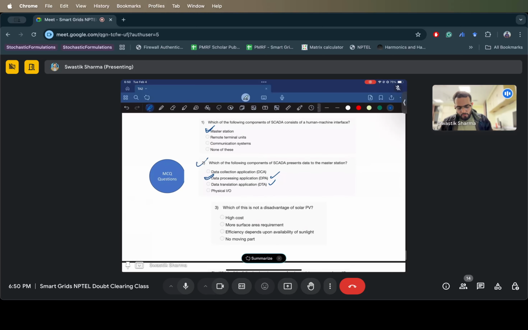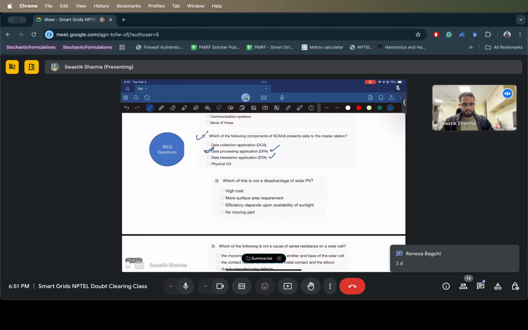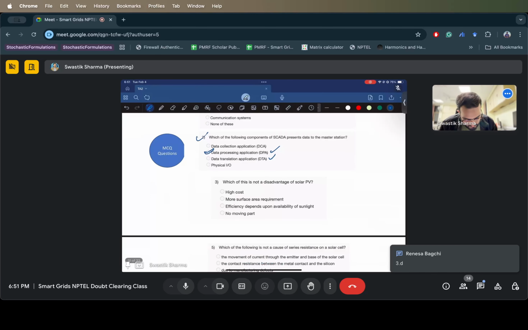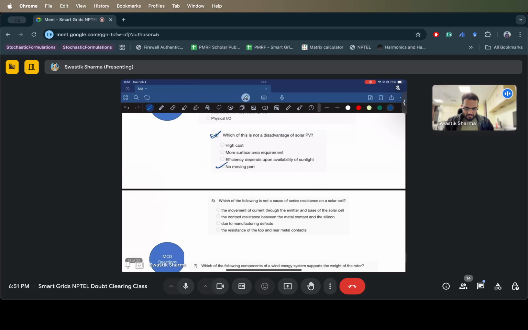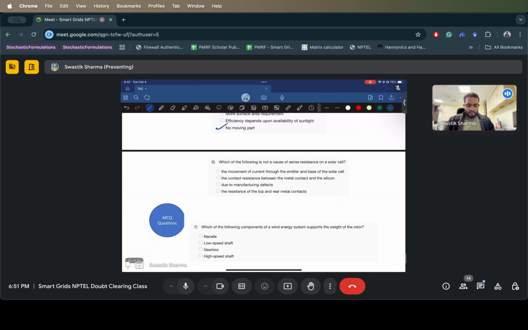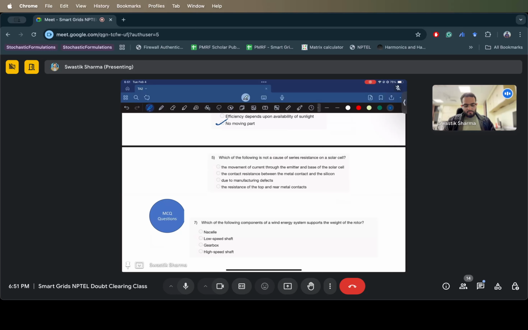Third question: which of the following is not a disadvantage of solar PV? Yes, there is no moving part. Not having a moving part is not a disadvantage. It is an advantage.